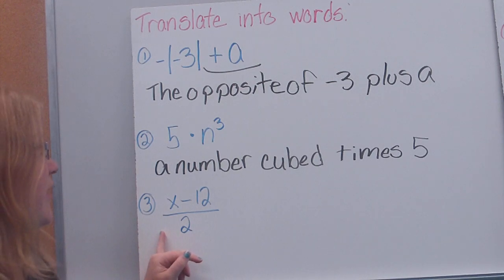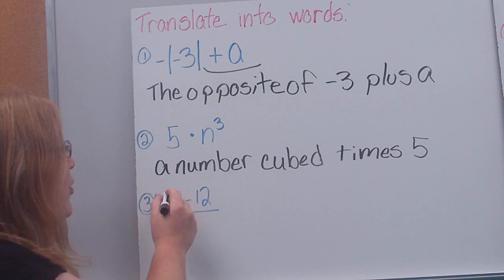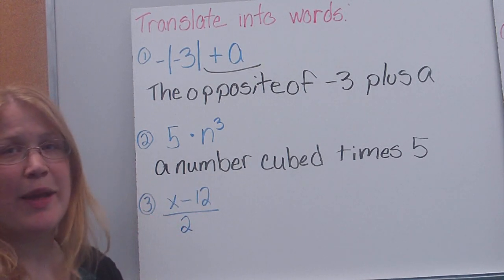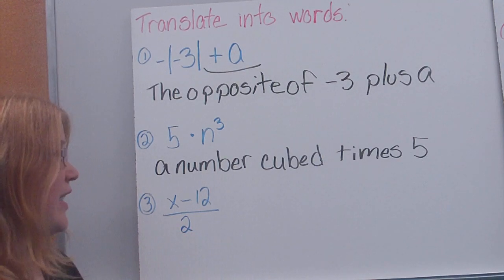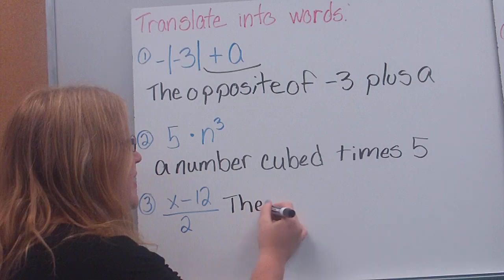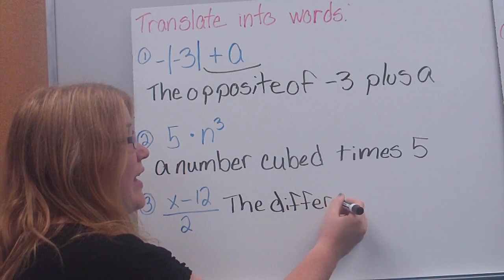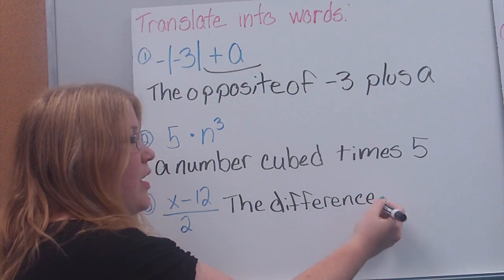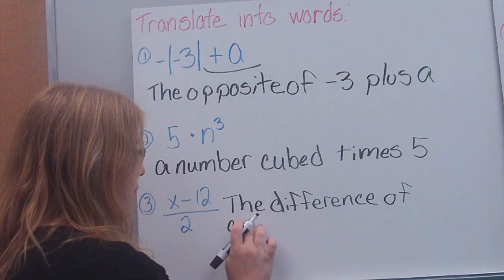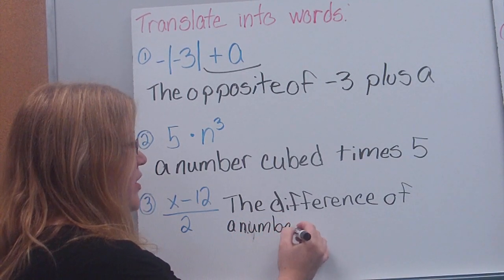All right, taking a look here at this one, and again, when you're doing this, you want to think about order of operation. Order of operations with this division sign here is telling me I need to do my x minus 12 first, then divide it by 2. So the way I'm going to word that is I'm going to say the difference of, because that's telling me the difference, I want that answer before I divide it. The difference of a number and 12 divided by 2.